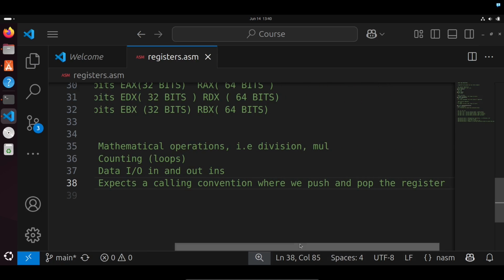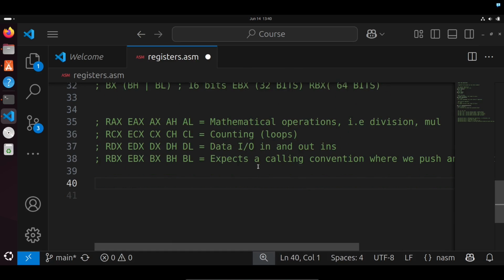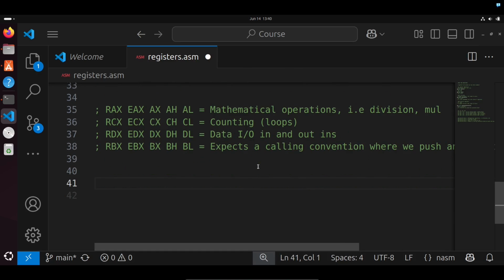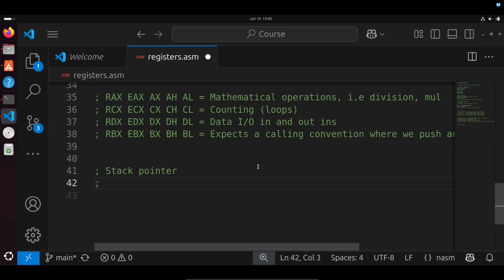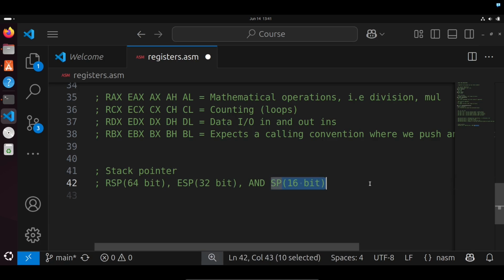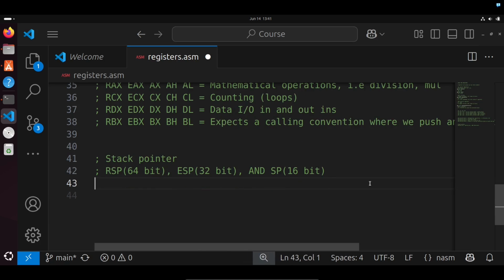Okay, so those are the general purpose registers. And we have a lot more of the registers. They all have different purposes. For example, we have the stack pointer, which is RSP, ESP, and SP. So SP is 16-bit, ESP is 32-bit, RSP is 64-bit. There's no 8-bit equivalent for this, okay?